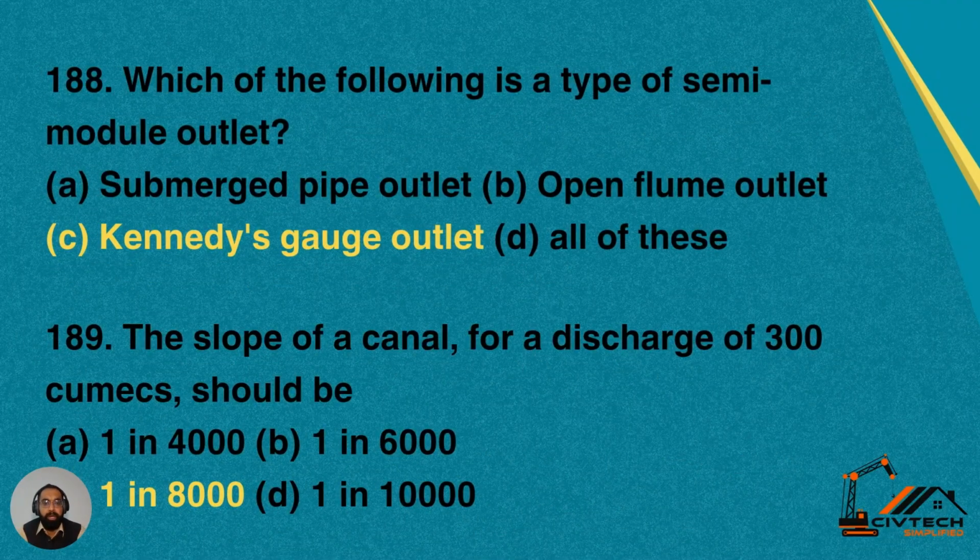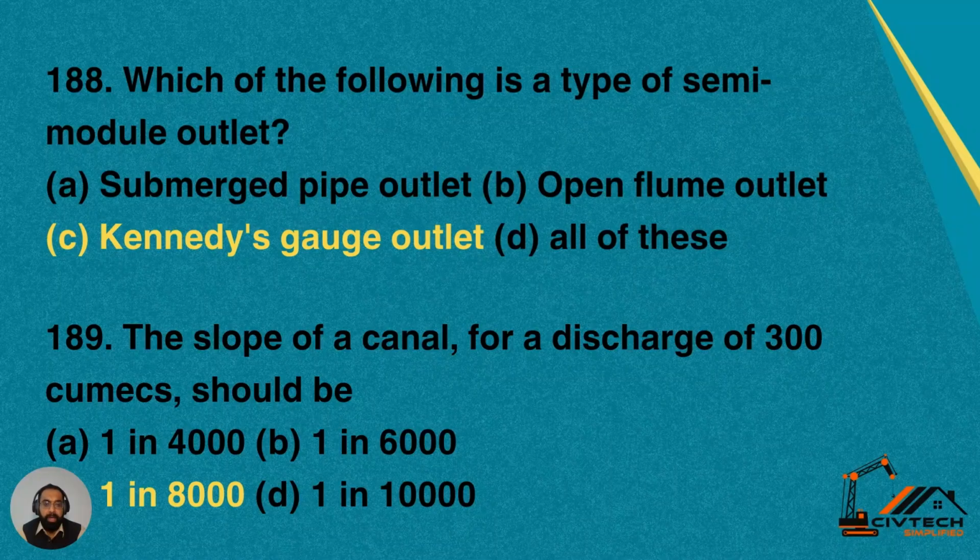188. Which of the following is a type of semi-module outlet or semi-modular outlet? Option A is submerged pipe outlet. Option B is open flume outlet. Option C Kennedy's gauge outlet. Option D all of these. C is the correct option. It's Kennedy's gauge outlet. Semi-modular outlet कहलाता है.